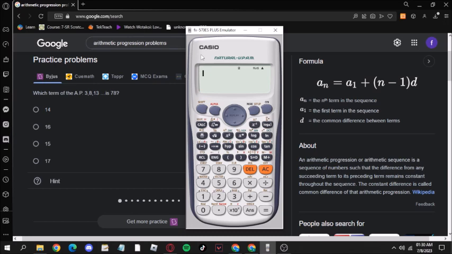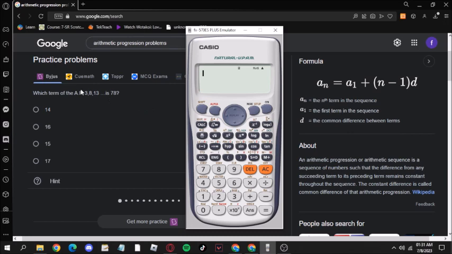So let's begin here with an arithmetic progression problem. Which term of the arithmetic progression 3, 8, 13, etc. is 78? A simple recall, the arithmetic progression formula is given here on the right side. It's a sub n equals a sub 1 plus n minus 1 times d, where a sub n is the nth term in the sequence, a sub 1 is the first term, and d is the common difference between the terms.